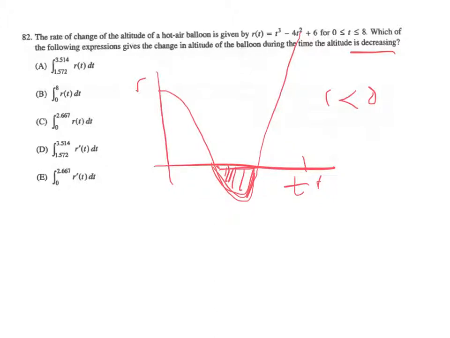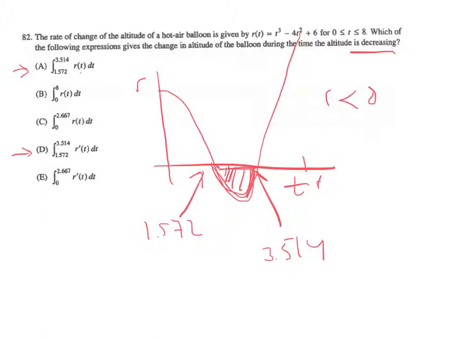This 0 here is at 1.572, and that actually right there is almost enough to get us to our answer, because you'll notice that two of these have from 1.572 to some other number, both the same number, and sure enough this 0 here is 3.514. However, what do I want to integrate?